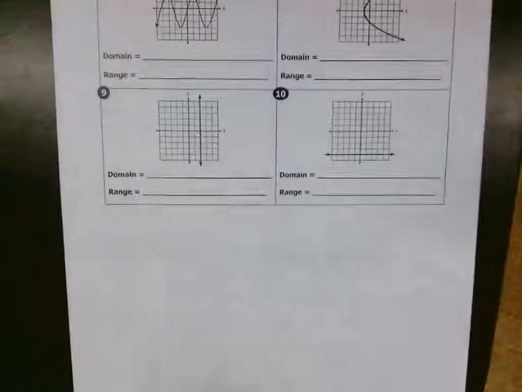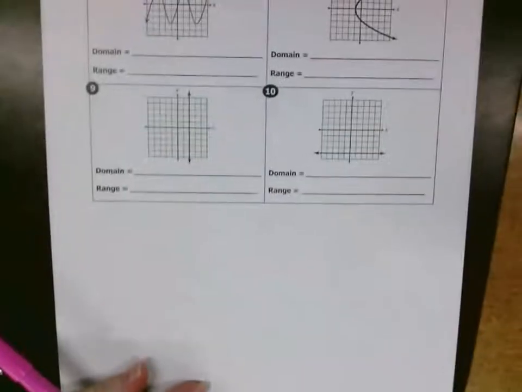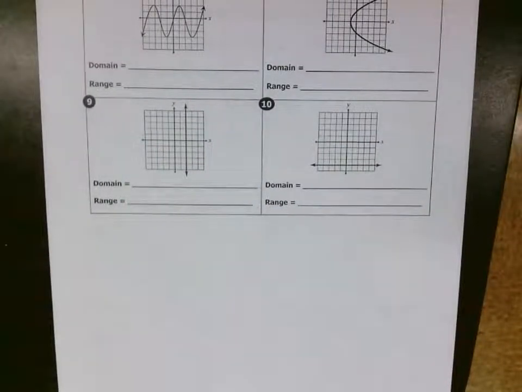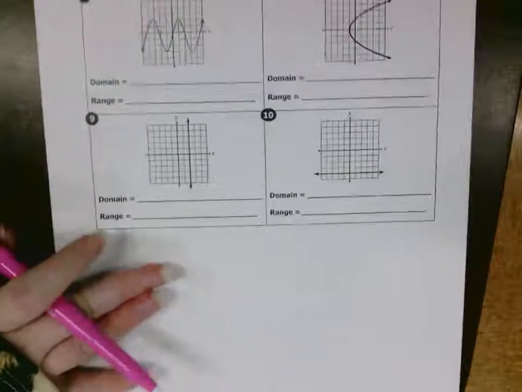So let's look at number 7, 8, 9, and 10. I'm going to turn off the alarm. All right, 7, 8, 9, and 10.